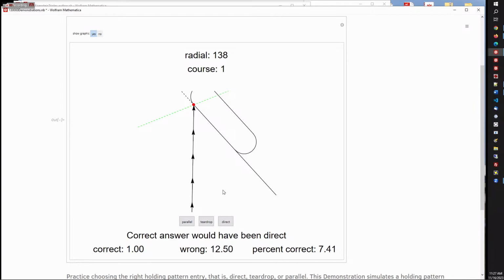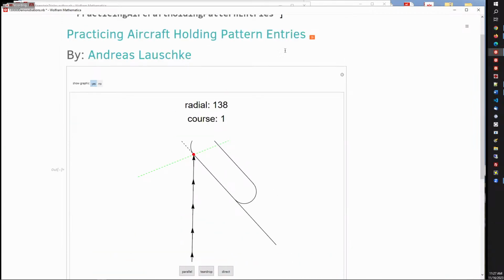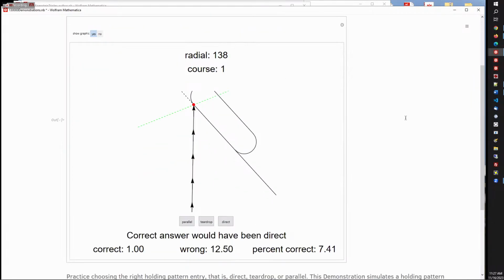So obviously I don't know too much about flying or air traffic control, but this is a test for air traffic controllers. Basically, they need to get 100% accuracy in order to pass the air traffic control test. And this thing about holding patterns is just one of many items in the air traffic controller test.